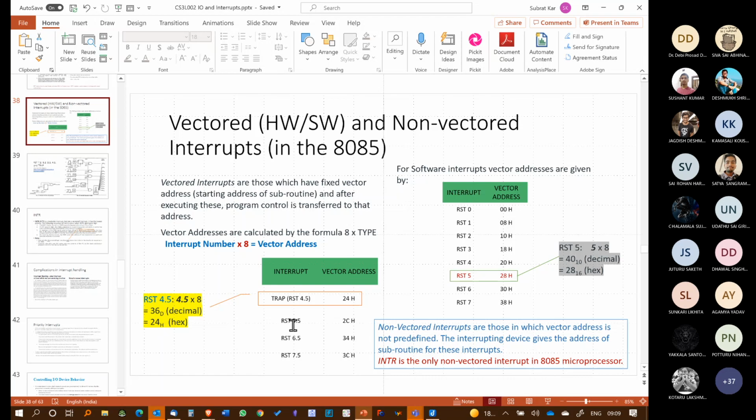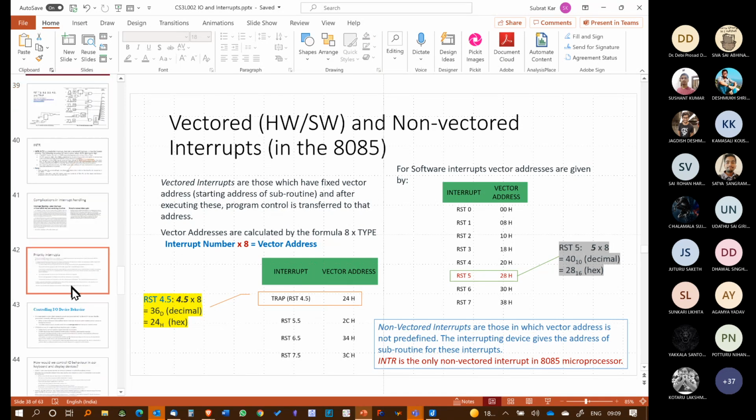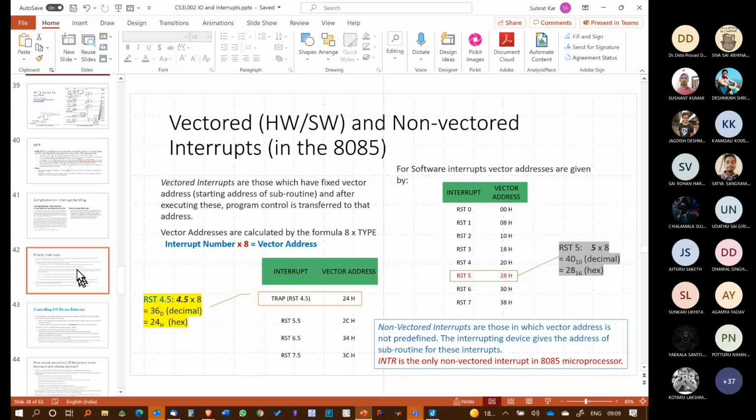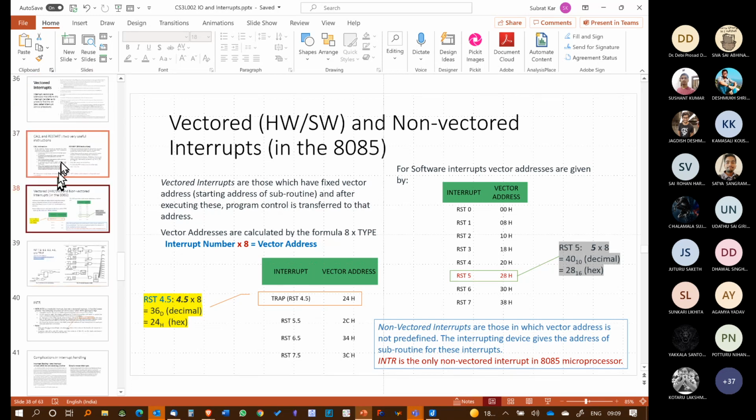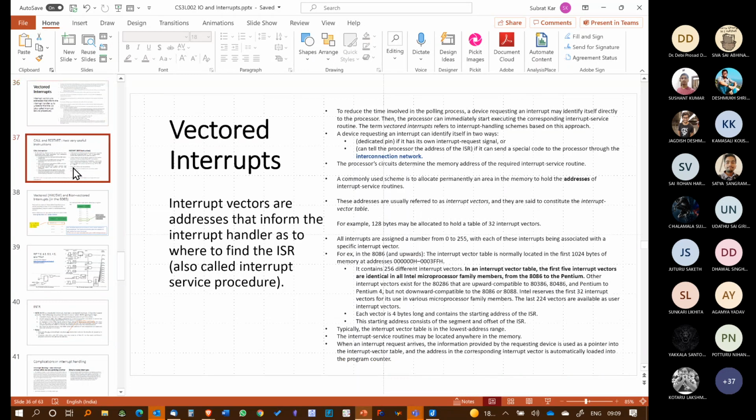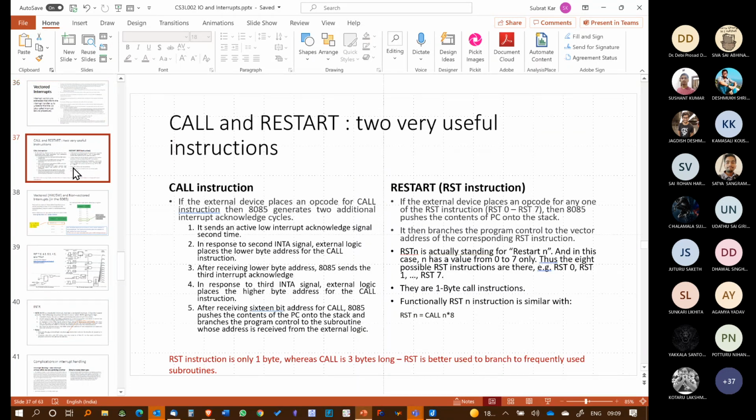Now, these restart instructions, I think I put another slide somewhere. Let me see where I put it. Okay, I put this slide also in the morning today. You remember this slide? It says the call instruction and the restart instructions, right? So both of them seem to be like jump instructions. They go somewhere in the memory and execute something. So if you say call and if you say restart, this will happen.